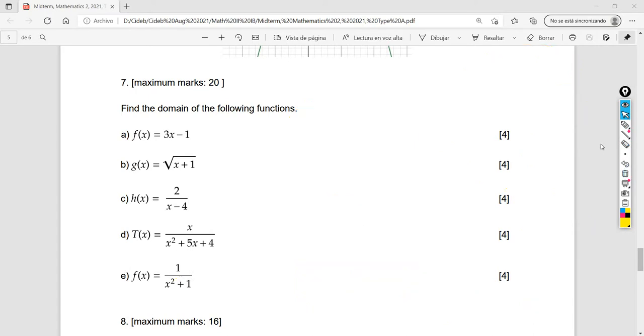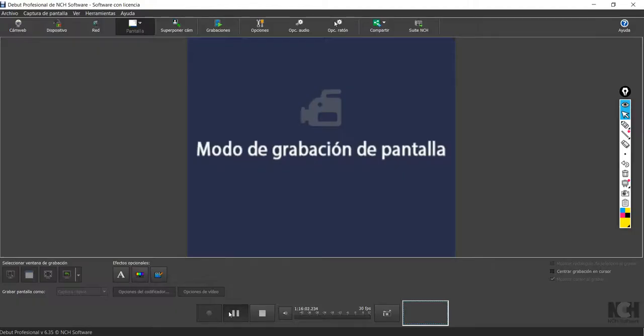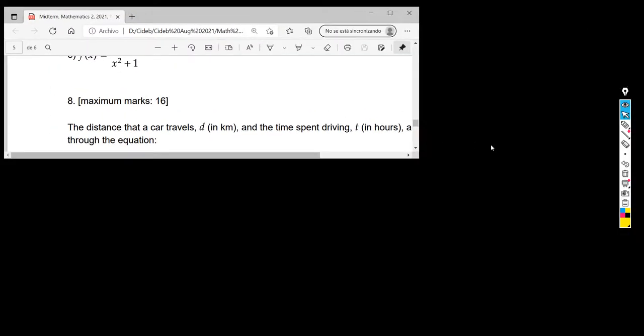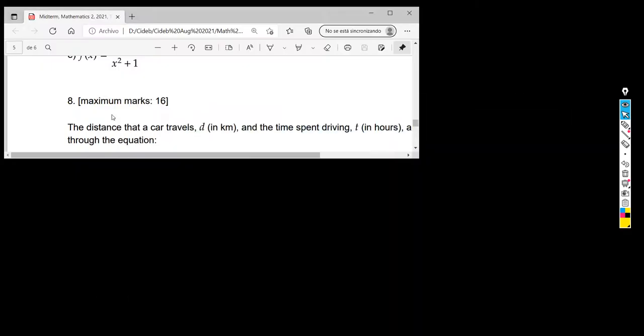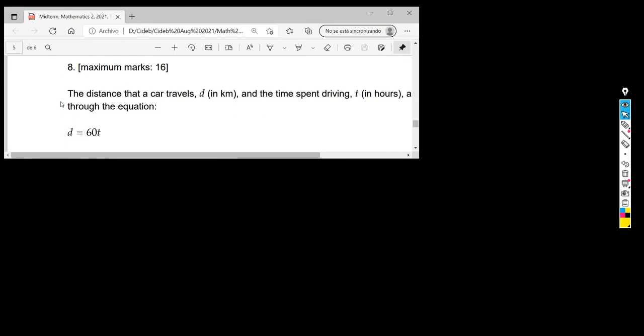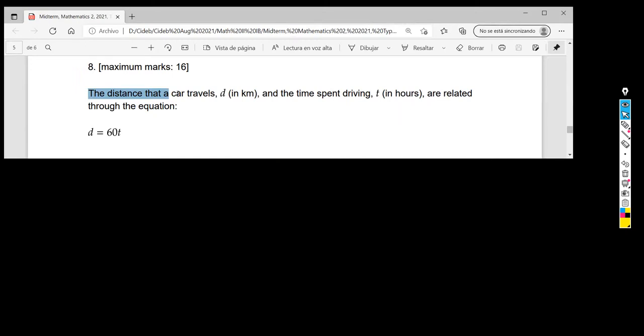Okay, let me take another pause so we can finish the exam. And finally we have this last problem, problem number 8, which reads as follows. The distance that a car travels, d, in kilometers, and the time spent driving, t, in hours, are related through the equation d equals 60t.